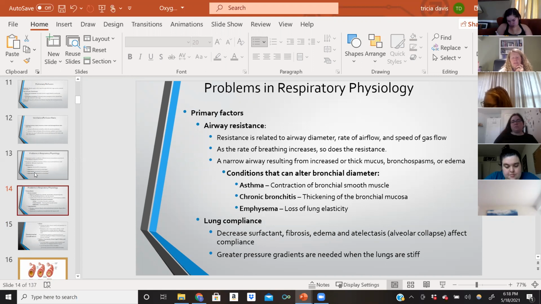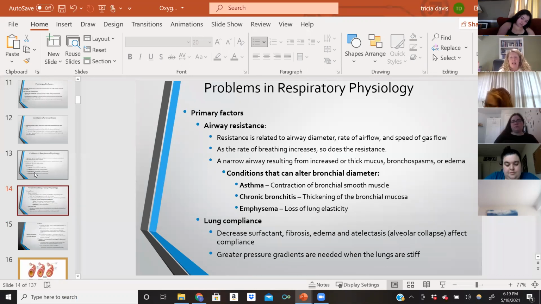So some of the primary factors that we might see in patients that have airway resistance. Sometimes resistance is going to be related to the diameter of their airway. It could be the rate that they're getting air in, and it could be the speed of the gas flow. There's a lot of different things that contribute to these airway issues. As the rate of our breathing increases, so does our resistance. They both go up together.